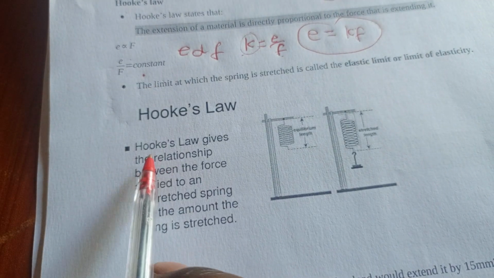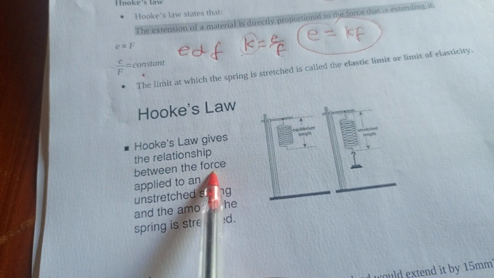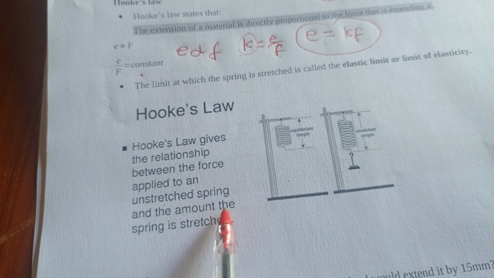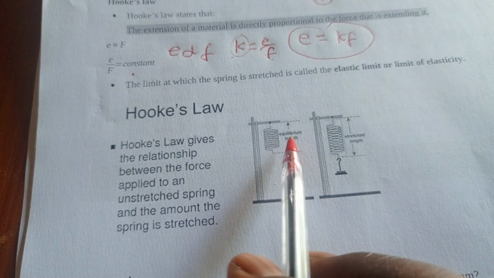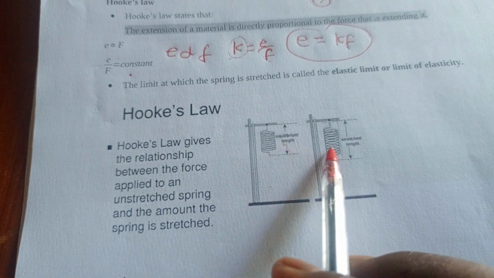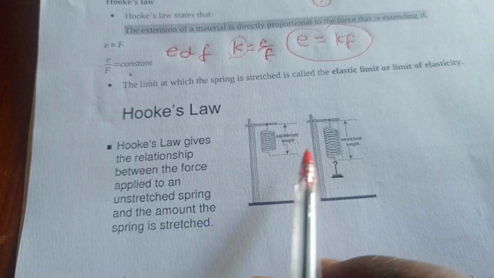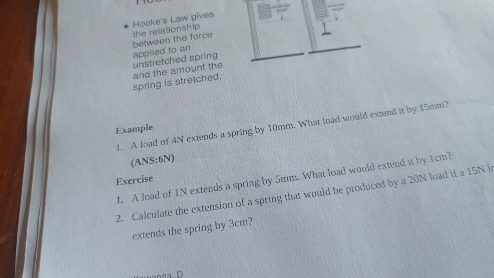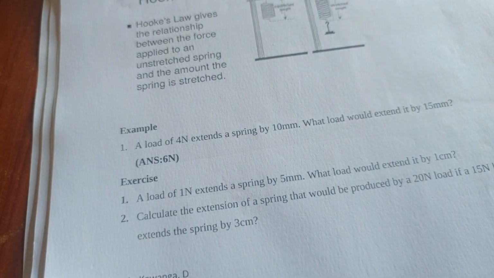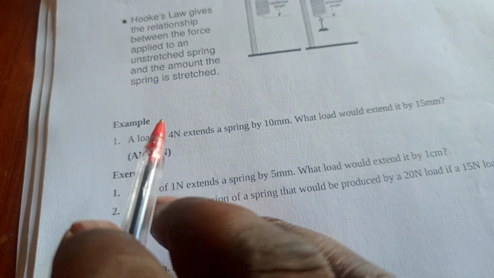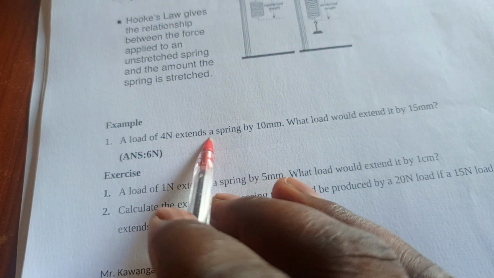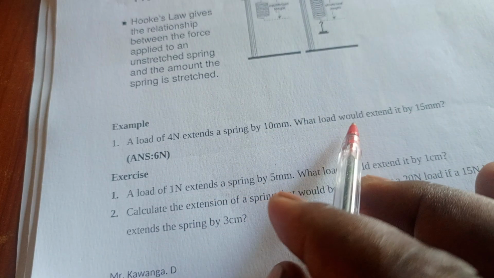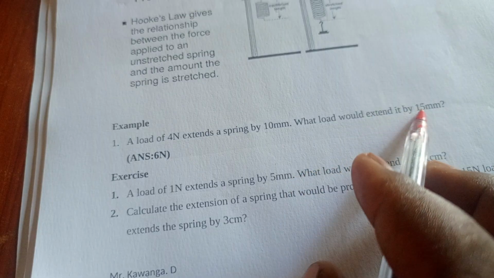So again, here we have Hooke's law, which gives the relationship between the force applied on an unstretched spring and the amount the spring is stretched. As you can see, we have the equilibrium length here, the straight length here. Okay, so this is the point here. Now I have some questions where we're supposed to use this formula. They're saying that a load of 4 newtons extended a spring by this. What load would extend it by 15 millimeters?